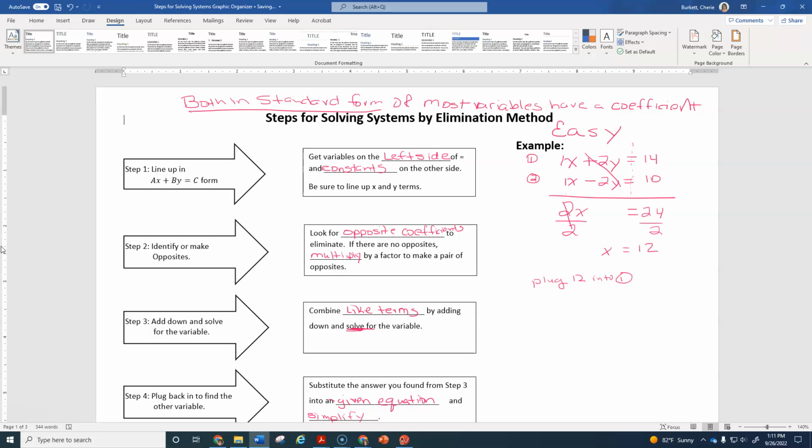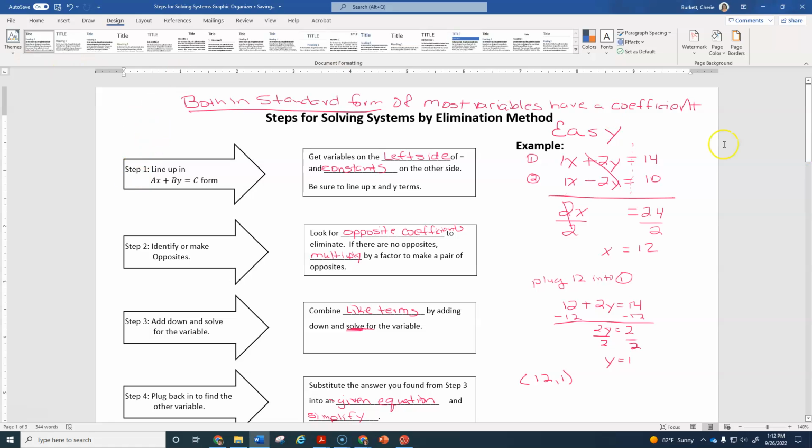So I'm going to plug the 12 in for the x. So that's 12 plus 2y equals 14. Now I've got to solve for y. So subtract 12 from both sides. 2y is equal to 14 minus 12. That's 2. Divide this side by 2. Divide this side by 2. Y is equal to 1. So my answer here, my solution, is the ordered pair 12, 1.